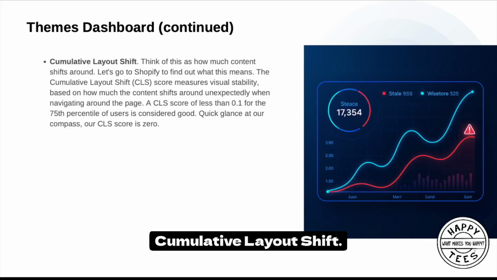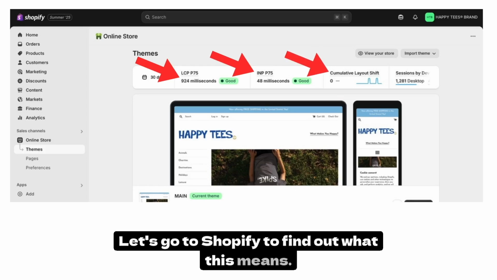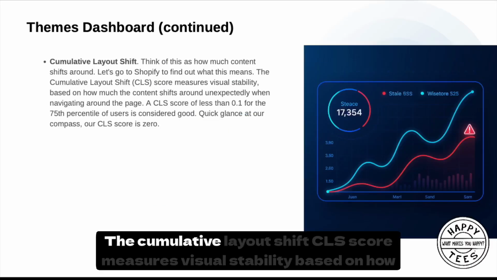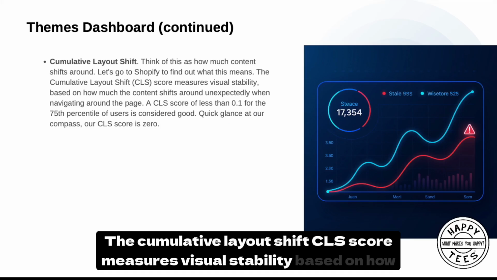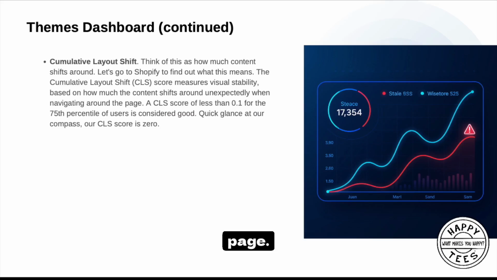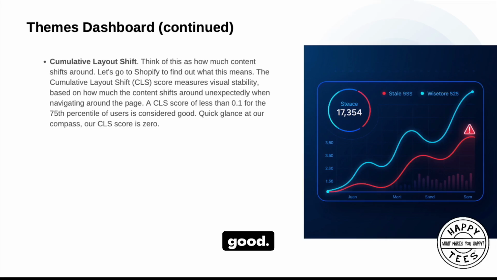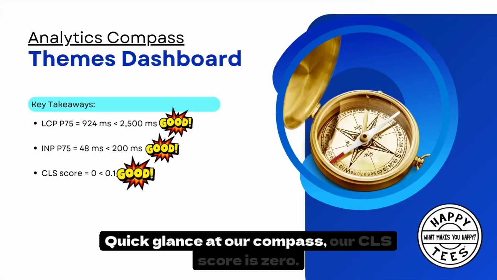Cumulative layout shift. Think of this as how much content shifts around. Let's go to Shopify to find out what this means. The cumulative layout shift, CLS score, measures visual stability based on how much the content shifts around unexpectedly when navigating around a page. A CLS score of less than 0.1 for the 75th percentile of users is considered good. Quick glance at our compass. Our CLS score is 0.